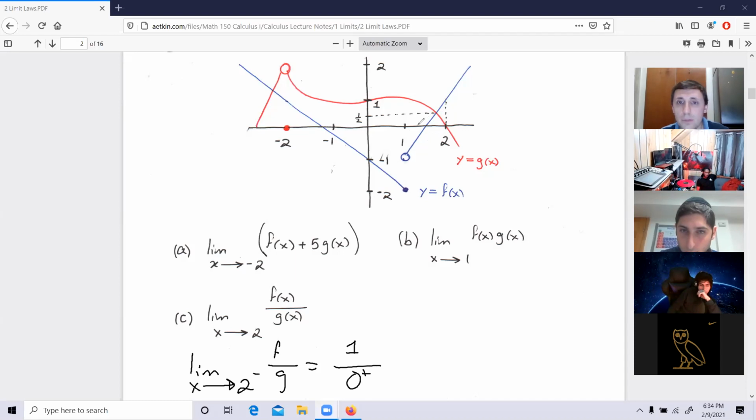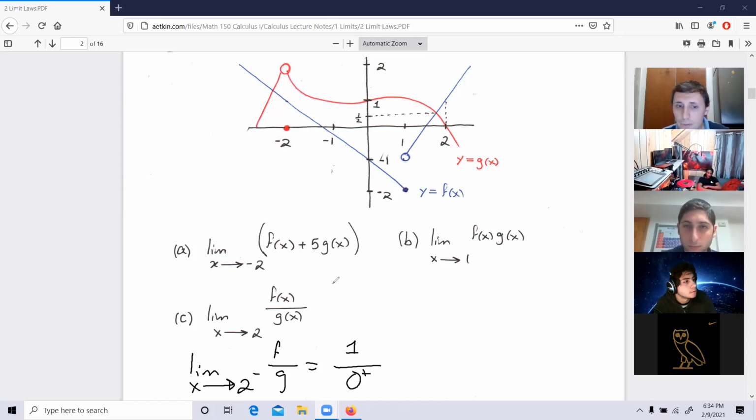Exactly, Sarah. Y is 0 plus. Look at it. Do you see where I'm walking? I am walking, x is walked towards 2 from the left, 2 minus, which means my x is slightly below 2. Now, if x is slightly below 2, g is slightly above 0. Do you all see that? G is slightly above 0, which means it's 0 plus.